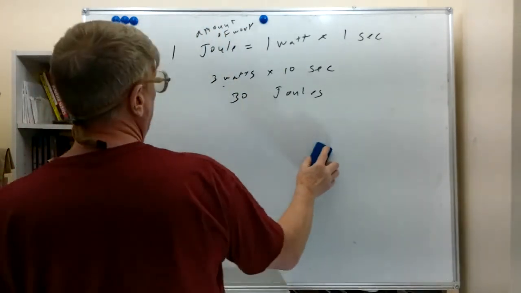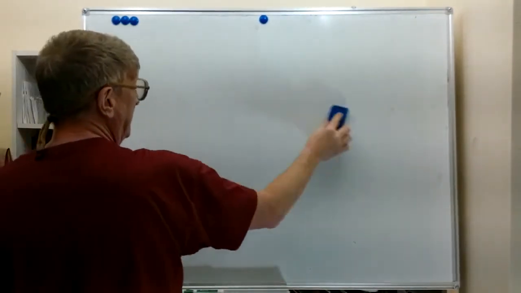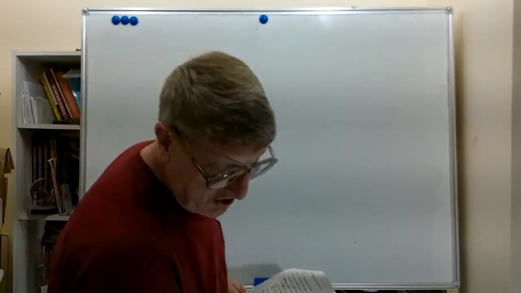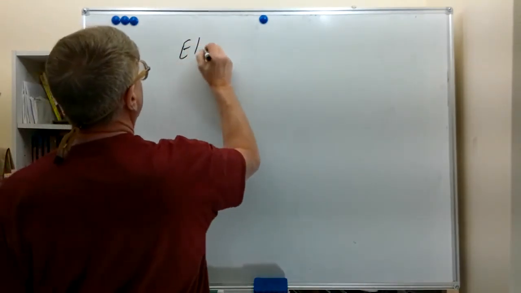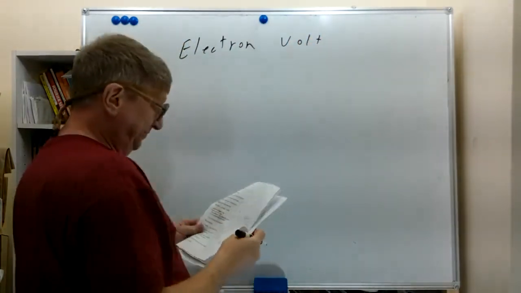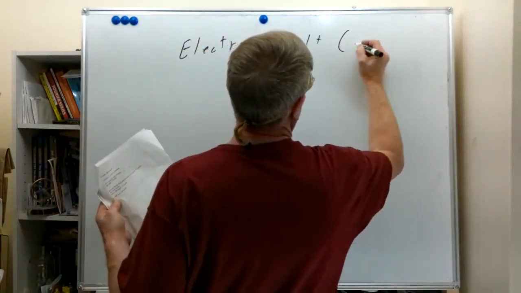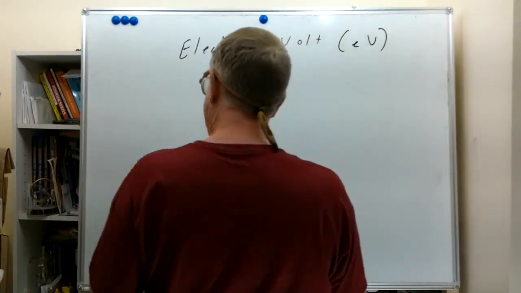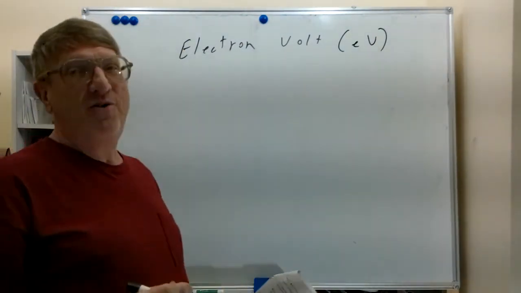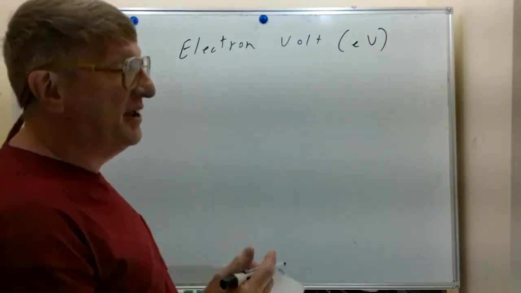We got a unit of work. You might think it's a unit of voltage, but it is not a unit of voltage. It's called the electron volt, which we write this way, eV. The electron volt is the amount of work done to move 1 electron across the potential difference of 1 volt.